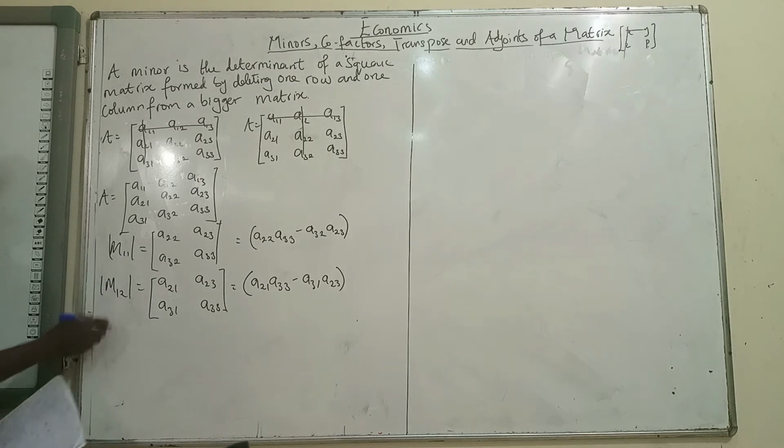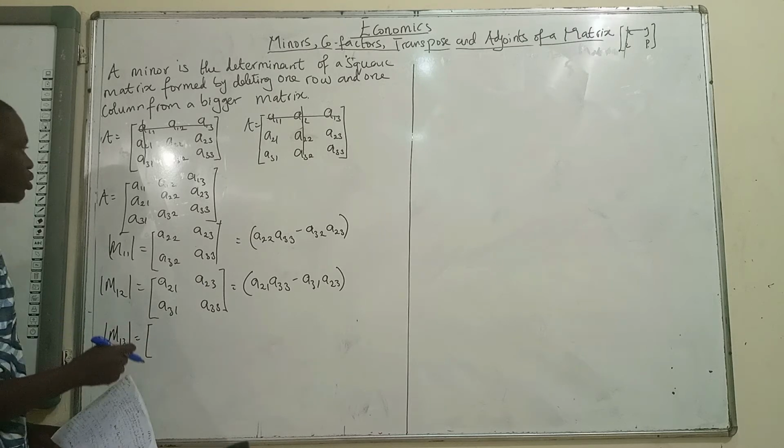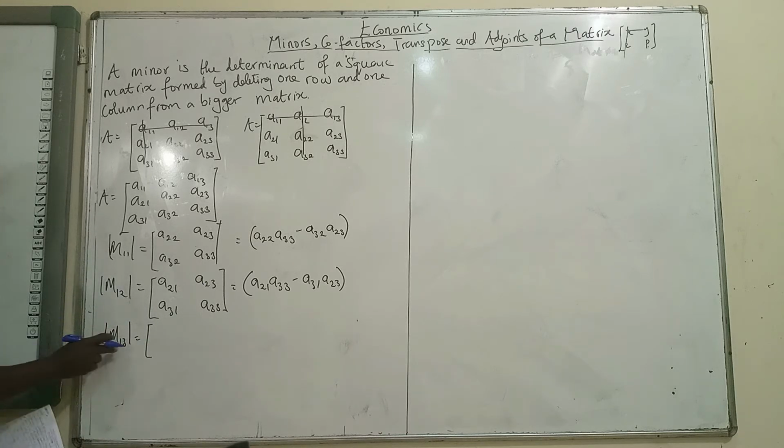Now let's do it for M13. Actually, don't let me even say M13. Let me say M23, for example. The second row and the third column.